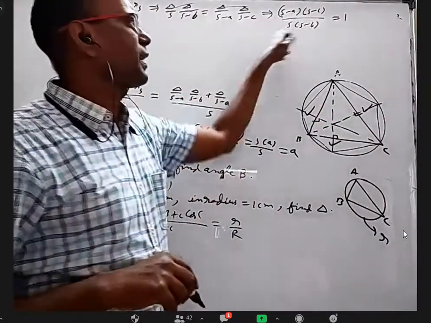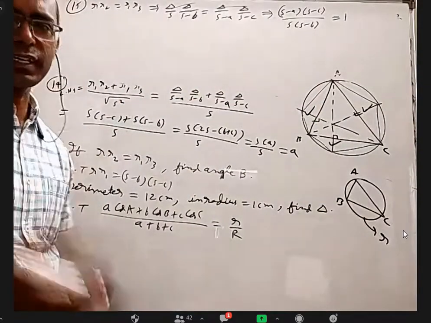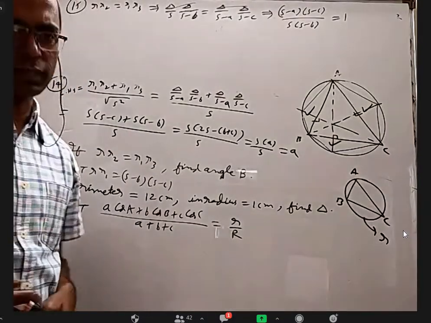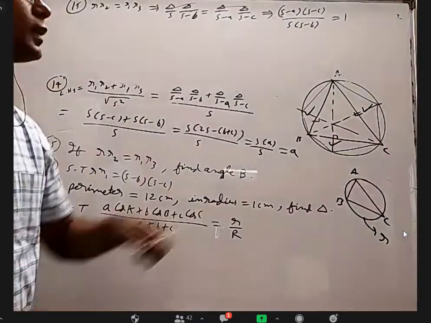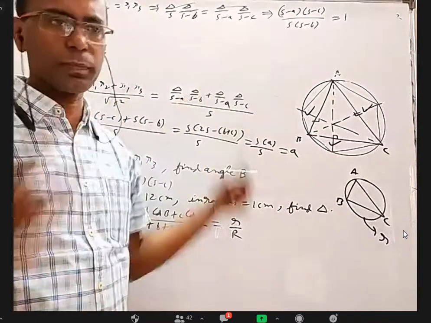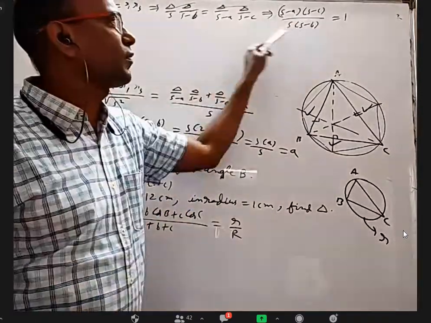If somebody expands, of course, you may get some Pythagorean triad. You may get A square plus C square equal to B square. You may tell angle B is 90. It is quite possible. Wherever S is there, write A plus B plus C by 2 and expand. But you don't need. This is a formula for what?